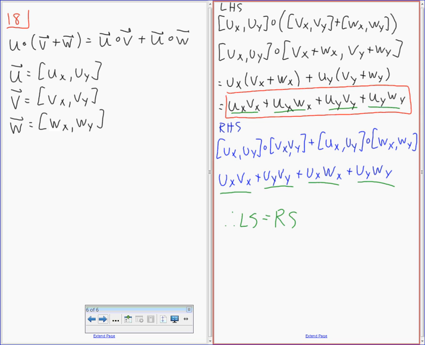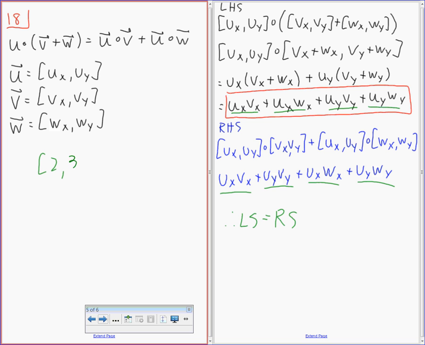Yes? Where'd the dot go? Which part? Because I'm just saying this here. The definition of dot is you're multiplying this times this, and you're adding it to this times this. So remember, if I were to do 2, 3 dot 1, 4, that's the same as 2 times 1 plus 3 times 4, right? So what I did was this times this, which is ux vx, plus uy vy. And the same thing, ux wx plus uy wy. You're multiplying each set of components.